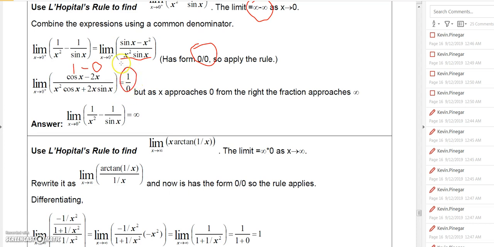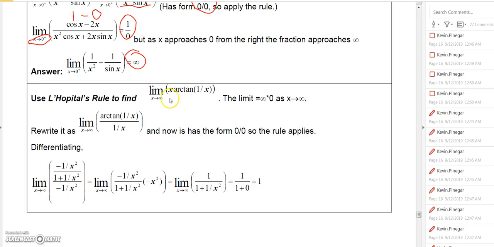Well, if it's going to 1 over 0, then it's either going to infinity or negative infinity. But since we're approaching 0 from the right-hand side, you can actually show that this is going to positive infinity. So I'm going to say that the limit is simply positive infinity for that. So the limit doesn't exist, but we can say it's positive infinity.